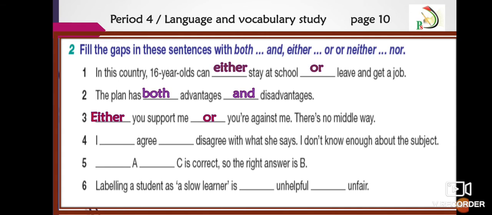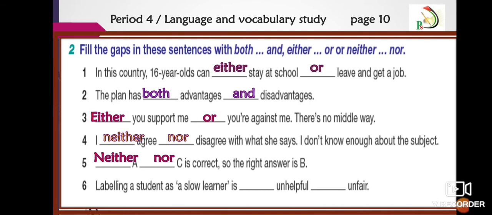I don't know enough about the subject. So if you don't know about the subject, would you agree or disagree? No. So no goes for what? Neither nor. Dash A dash C is correct. So the right answer is B. It means what? Both of them are wrong. So neither A nor C is correct.